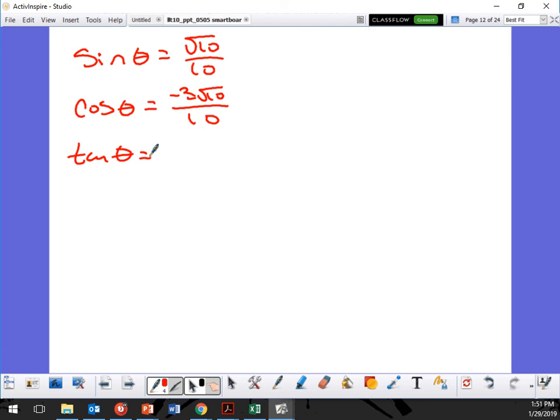What's tangent going to be? So it's negative rad 3. Or I'm sorry, negative 3. No, just rad 10, right? So it's rad 10, I try to do too much in my head, over negative 3 rad 10, right? So what's going to happen to those rad 10s? They cancel out.